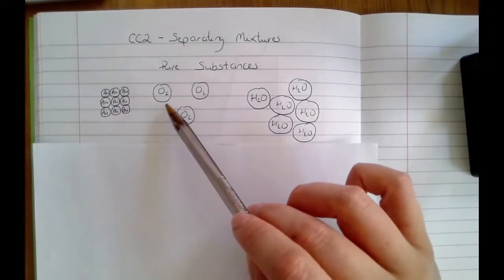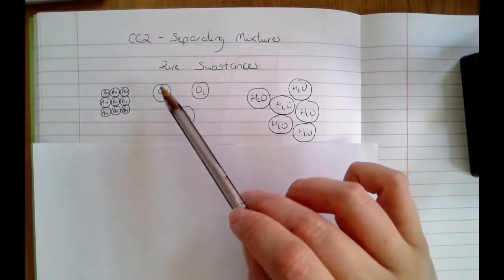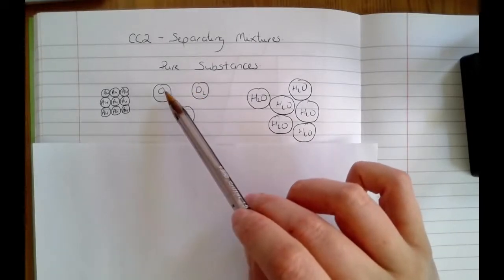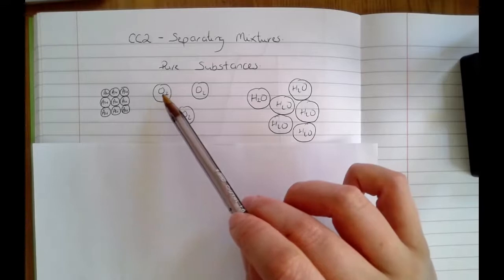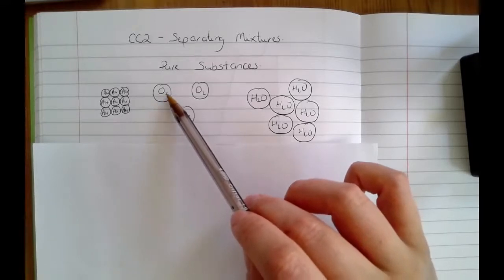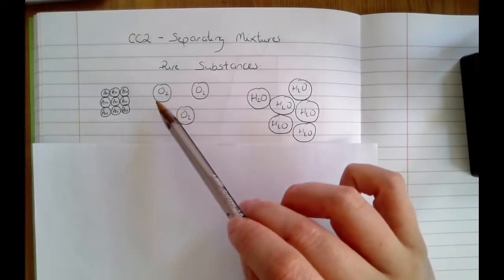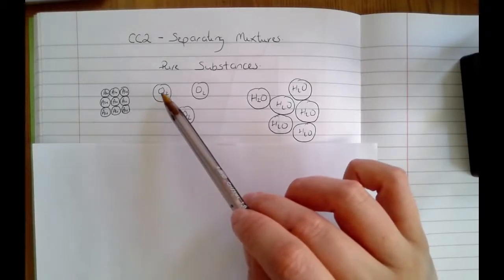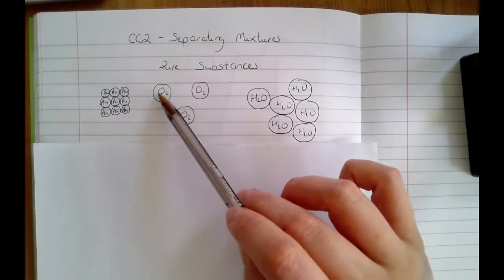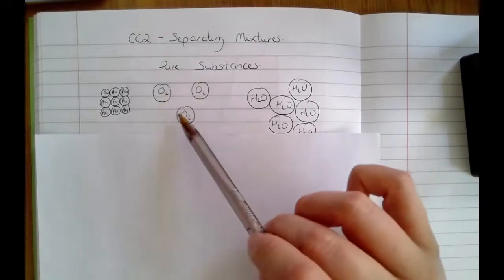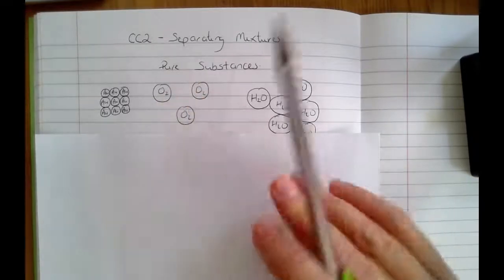Next up, I've got oxygen gas. Because it's a gas, I've got the particles drawn as a gas. Oxygen is always present as O2, not just O. So in this case, each particle is not an atom, each particle is a molecule. The molecule contains just 2 oxygen atoms, so I've only got oxygen. And again, because I've only got O2 molecules, it is a pure substance.